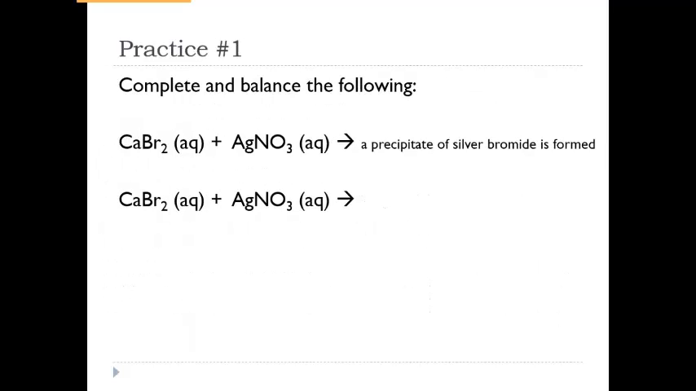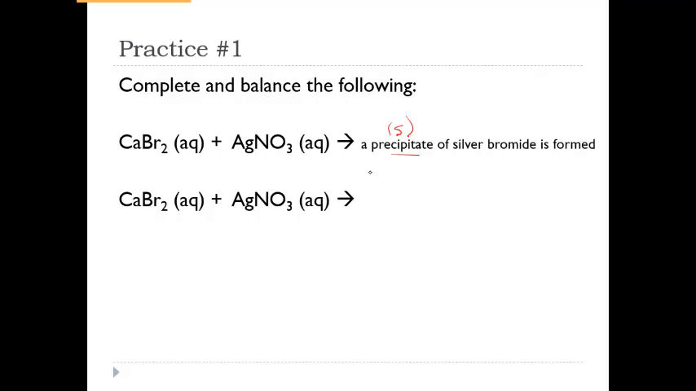So we're going to do some examples, and the first few are just going to tell you what the product is, and then we're going to take a look at a few where they don't tell us what the product is and see if we can figure that out. So we have calcium bromide and we have silver nitrate, and it tells us here that we're going to get a precipitate. So that's a solid. A precipitate's going to be a solid form, and silver bromide is the solid. That means that the other compound that we make is going to stay dissolved in water, so we're going to keep it as aqueous.